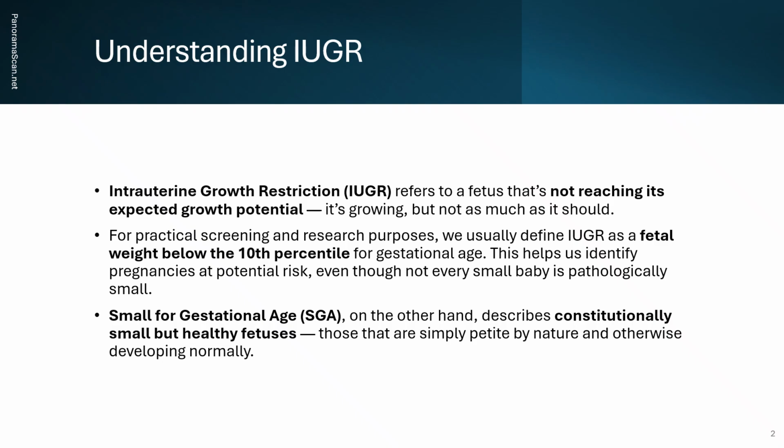This isn't perfect, and not every small baby is pathologically small, but it gives us a starting point for careful monitoring. Now, a term you will also hear is small for gestational age, or SGA. This describes fetuses that are constitutionally small, petite by nature, but otherwise healthy and developing normally. Always remember, all IUGR fetuses are small, but not all small fetuses are IUGR. The key difference lies not in the size alone, but in placental function and fetal well-being.